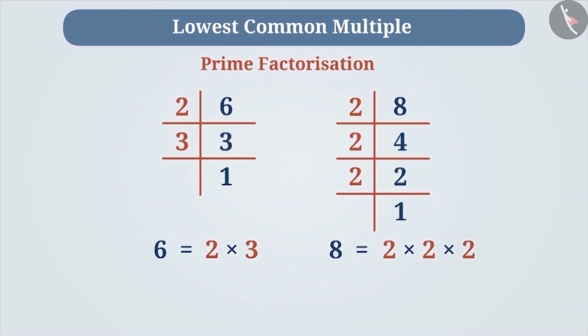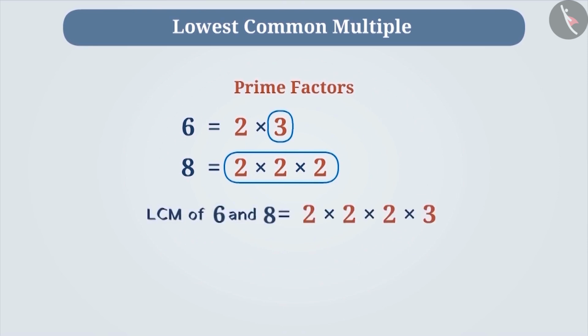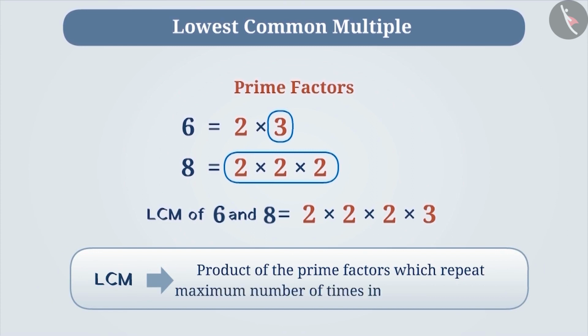As we can see, the factor 2 is repeated thrice and the factor 3 occurs only once. The product of these prime factors will be the LCM of the given numbers. In order to find the LCM of 6 and 8, we will find the product of the prime factors occurring in maximum numbers. Therefore, the LCM of 6 and 8 is 2 into 2 into 2 into 3, which is equal to 24.